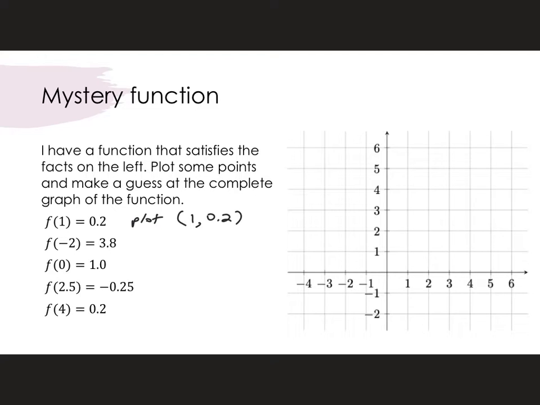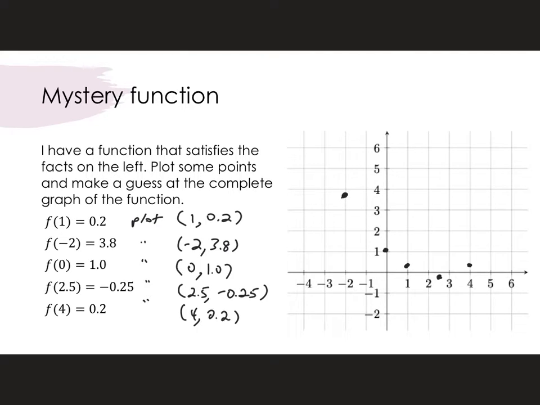So if the input 1 leads to an output of 0.2, then I'm going to plot the point (1, 0.2) about here. So the input and the output form an ordered pair that gets graphed. Similarly, if the input's -2, the output will be 3.8. We'll put that here, and I'm going to just fill the rest of these in. So the 5 given facts written in function notation lead to 5 points that get plotted on the graph.